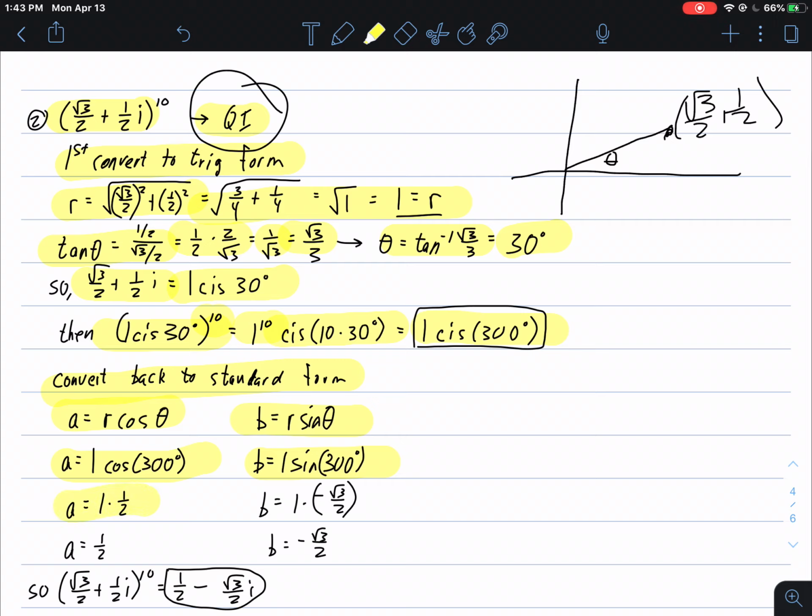So a is 1 times 1/2, or 1/2. b is 1 times negative root 3 over 2, or negative square root of 3 over 2. There then is our number to the 10th power, but now in standard form. So square root of 3 over 2 plus 1/2 i to the 10th power is equal to 1/2 minus square root of 3 over 2 i. So again, it's not de Moivre's theorem that's the problem, it's the conversion back and forth between the two forms. That's the bulk of the work.